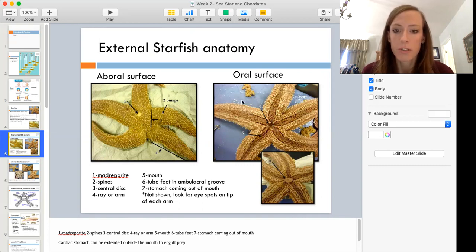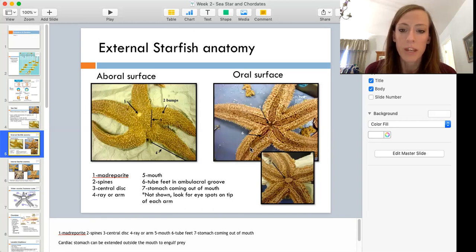Now, if you flip it over and you look at the oral surface, this is what the oral surface looks like. So in the very center of the central disc, this is the mouth. You can kind of see there's a pore there. And I had mentioned that tube feet extend down each of the arms, and they are in what we call the ambulacral groove. Ambulacral groove has the tube feet, all of these.